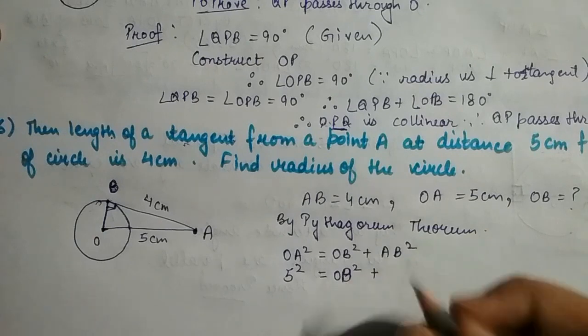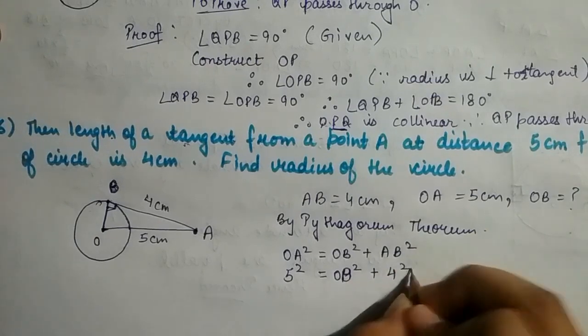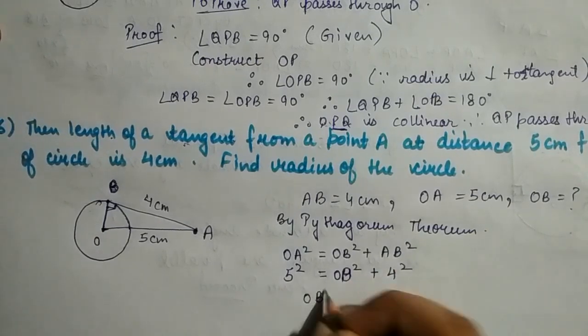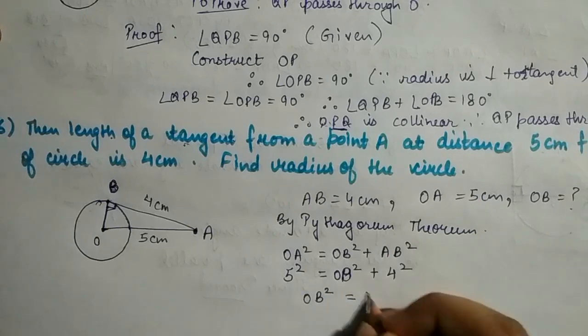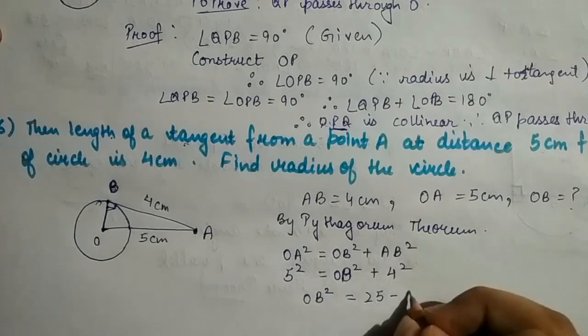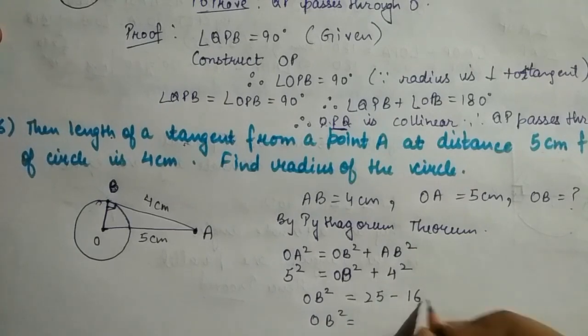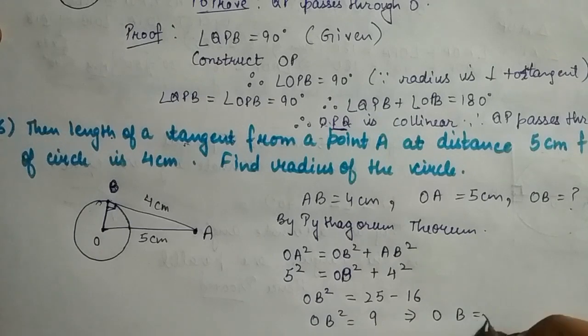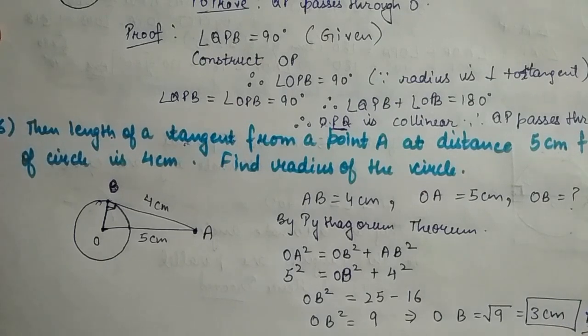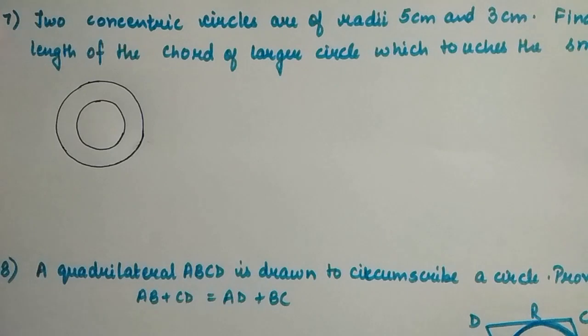AB is 4, so 4 square. Now keep OB on one side. So OB square is equal to 5 square, that is 25, minus 4 square, that is 16. So OB square is equal to 25 minus 16, which is 9. So this implies OB is equal to the square root of 9, that is 3. So 3 centimeters is the radius of the circle, and this is your answer. Now let us see the next question.